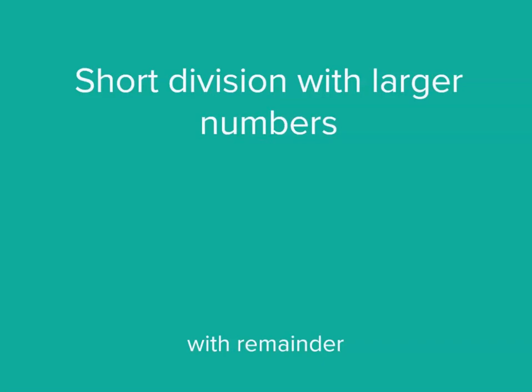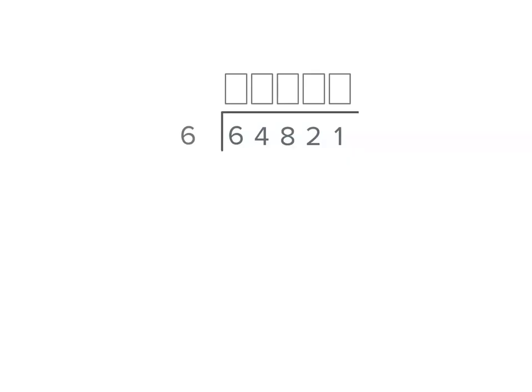Now, when we've got big numbers, we can still get remainder, and we do what we do with any size number. We've got 64,821 to divide by 6. We've got a 6 in the 10,000s place. 6 divided by 6 is 1, so that means we have 1 in the tens of thousands place.